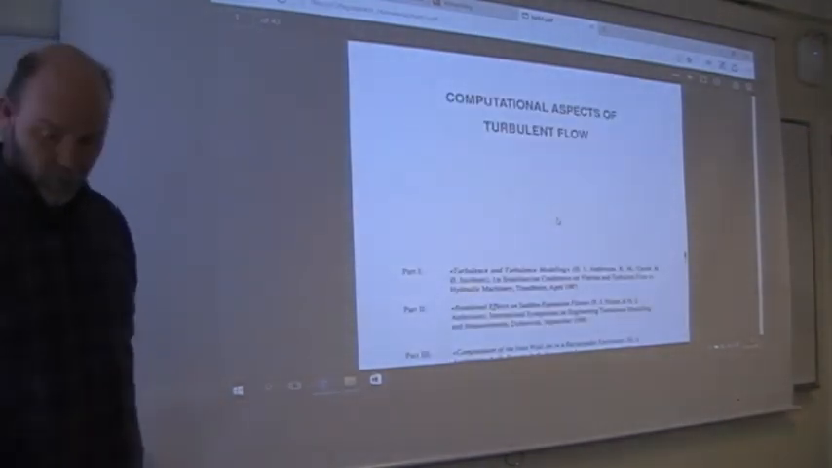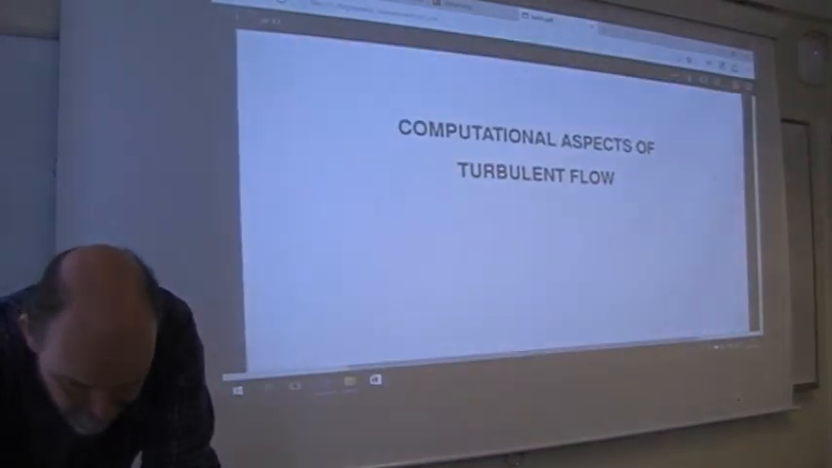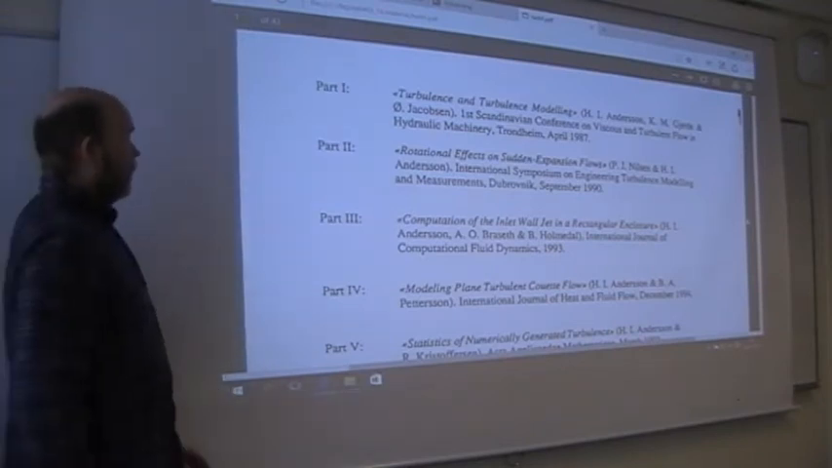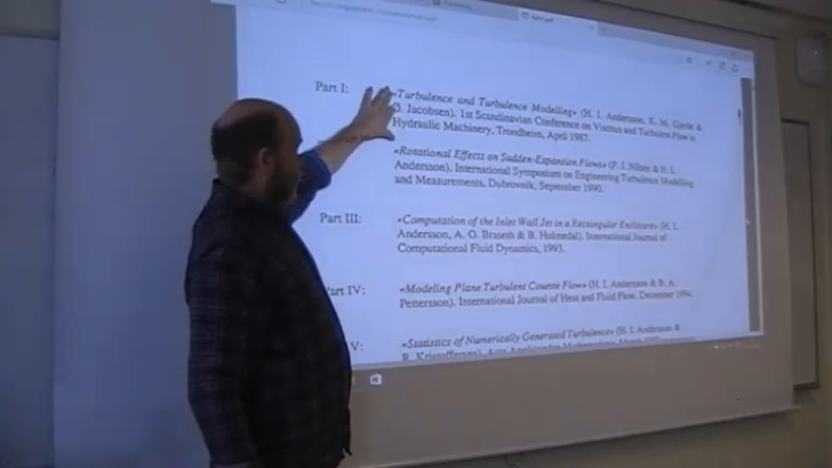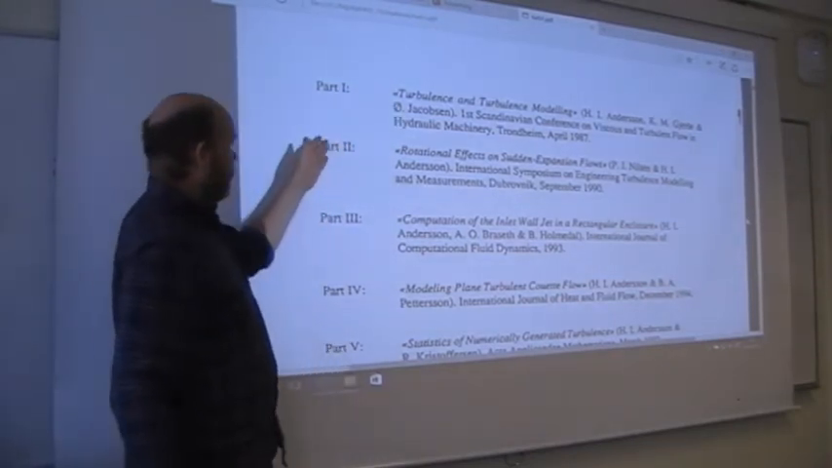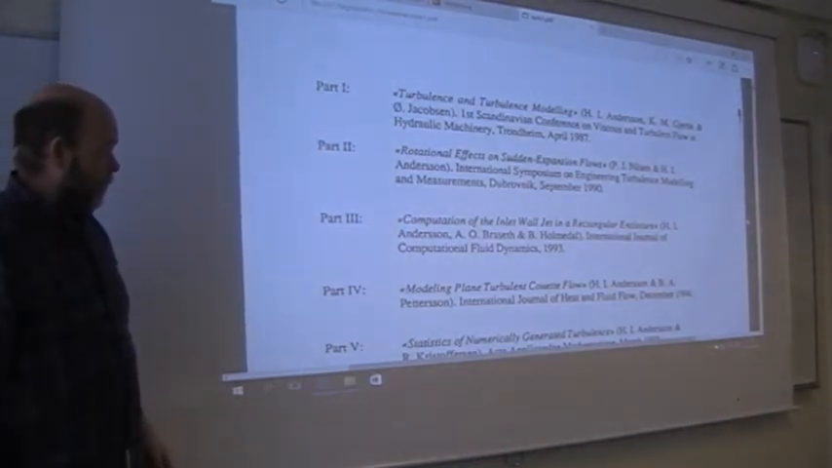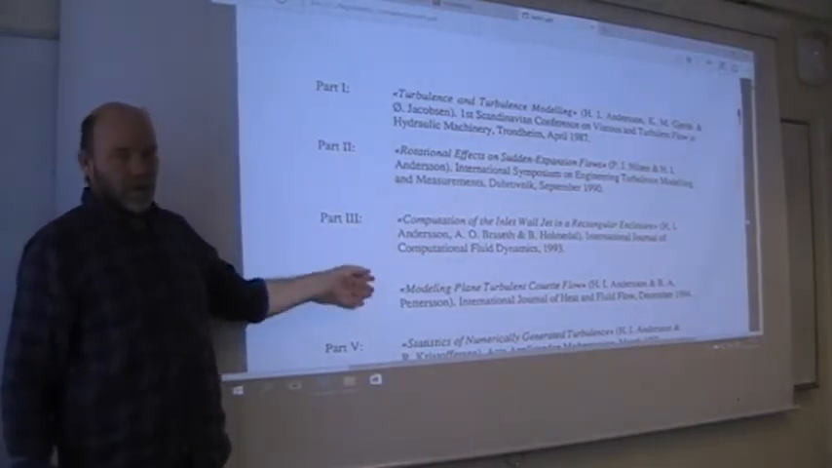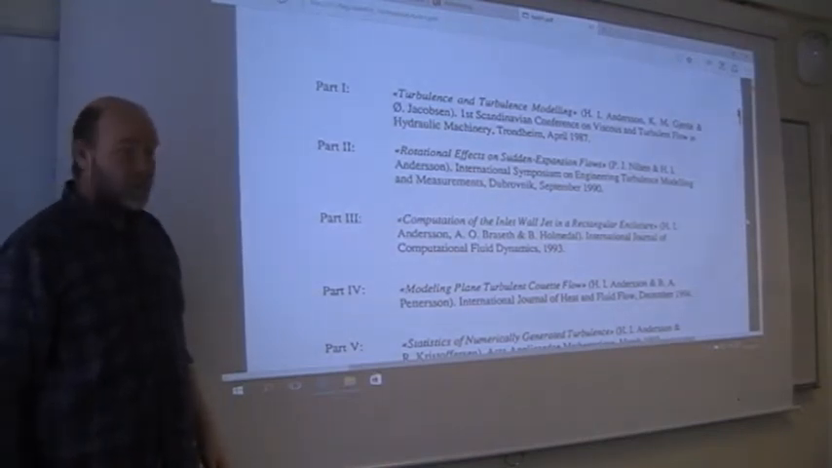Turbulence 1 and 2, they're sort of connected, and what's important for you will be mainly the first part. That is where you find most of the theory. Part 2, 3 and 4, they are just articles where you can see examples where the classical industrial advanced turbulence models fail, and we have to use more advanced models.